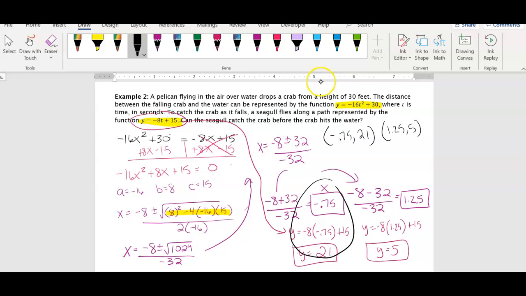Now the question was asking, can the seagull catch the crab before the crab hits the water? Remember that in the problem it said that the t value, which I changed to x, meant time. So in the end, can the seagull catch the crab before it hits the water? Yes, but the only answer that would make sense would be this answer, because negative 0.75 is talking about time, and there's no such thing as negative time. So this would be your final answer. Kind of a weird question.